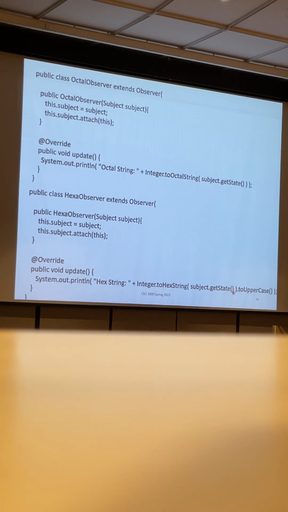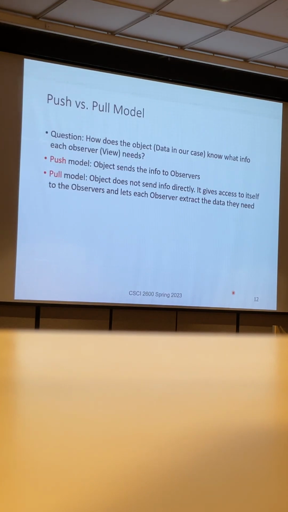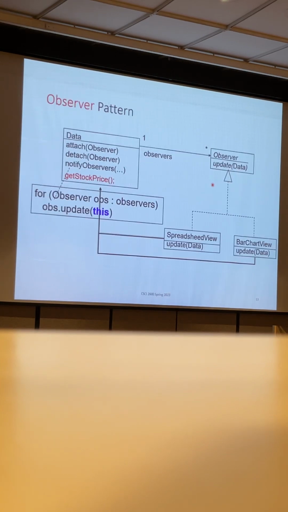Right? So clearly, we see 2 different patterns. One is called the push model, another one is called the pull model. So push model is when the object sends the information to observers, right? So pushes the information to all the views, right? That was our first example. And pull model is when the object just notifies the observers that something has changed, and the observers pull the new data from the model. And both models are possible with an observer pattern, right? So it basically boils down to how we want this update method to work, right?